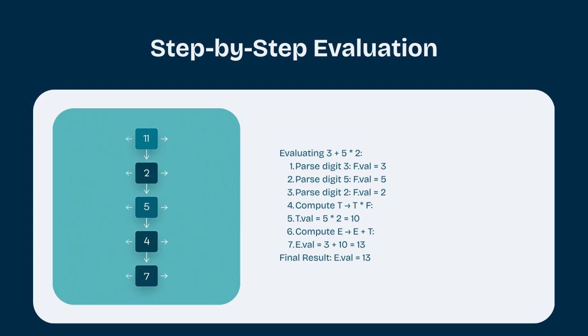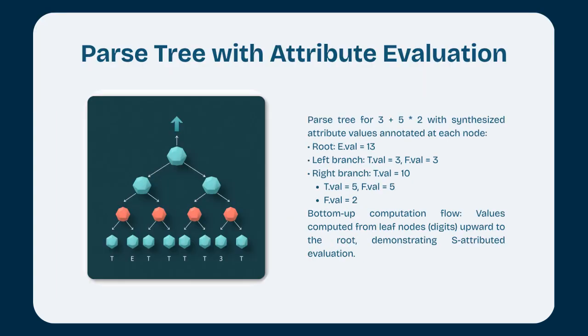Step-by-step evaluation. Now let's evaluate the expression step by step. First, we read the digits 3, 5, and 2. Then we compute 5 multiplied by 2, which gives 10. Finally, we add 3 and 10 to get the result 13. This shows how evaluation is performed in a bottom-up parse tree with attributes.